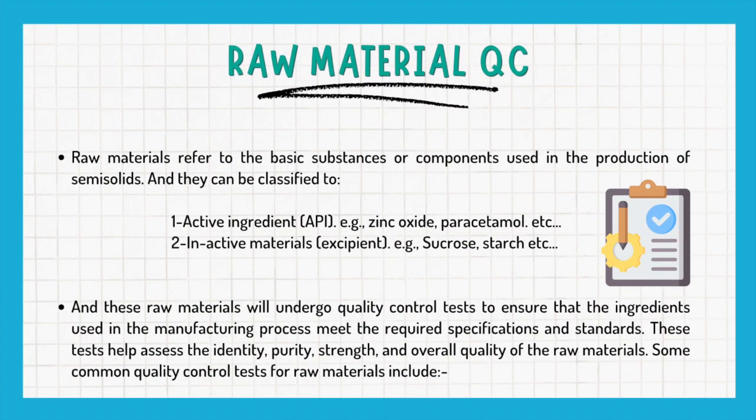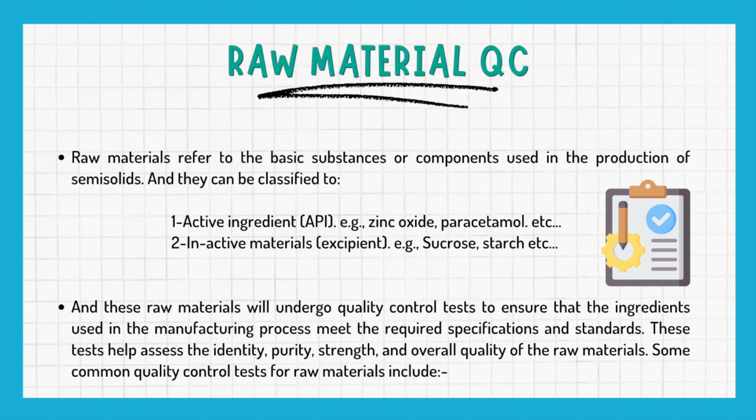Raw material quality control. Raw materials refer to the basic substances or components used in the production of semisolids, and they can be classified into: 1. Active ingredient, API. For example, zinc oxide, paracetamol, etc. 2. Inactive materials, excipients. For example, sucrose, starch, etc. And these raw materials will undergo quality control tests to ensure that the ingredients used in the manufacturing process meet the required specifications and standards. These tests help assess the identity, purity, strength, and overall quality of the raw materials.